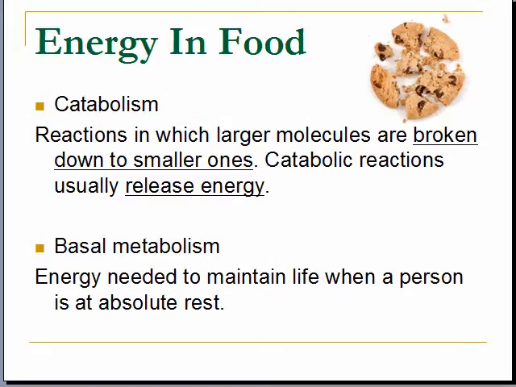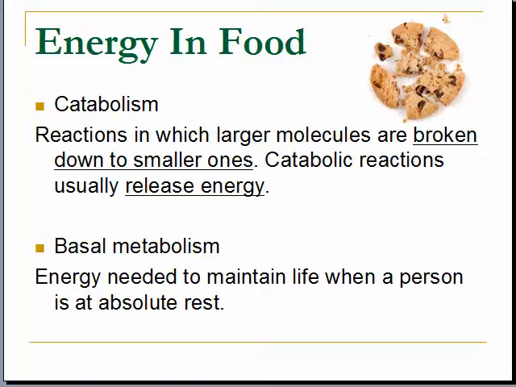Before we go further into this topic, there are a few terms that you must know. One of such terms is catabolism. Catabolism is the reaction in which larger molecules are broken down into smaller ones. Catabolic reactions usually release energy.